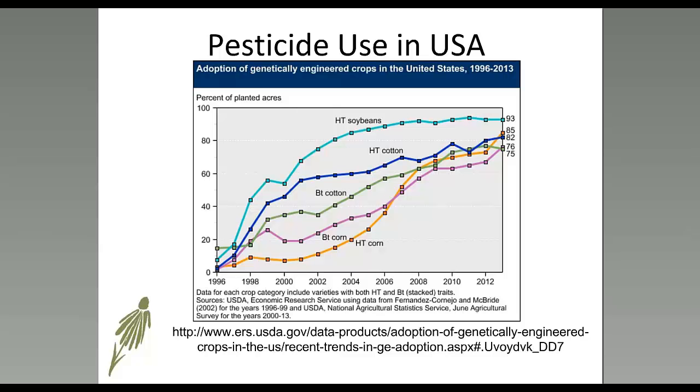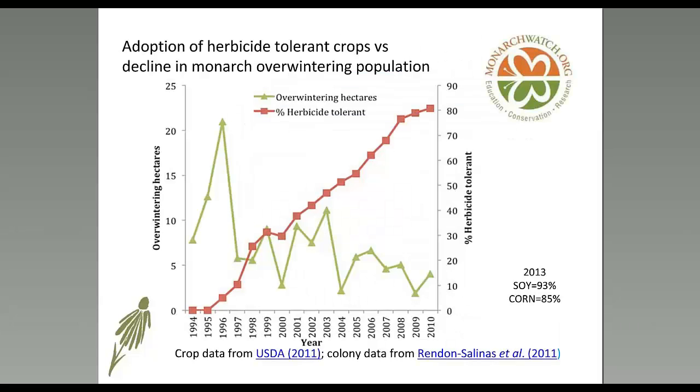This has led to indiscriminate spraying of pesticides and herbicides throughout the crop growing lands, and that of course has led to the death of many of our native insects, not only because of the genetically enhanced crops and the use of the pesticides, but also because of loss of habitat. This graph explains the decrease in the monarch population as the use of herbicide-tolerant crops has increased over the past 20 years. It's kind of scary.